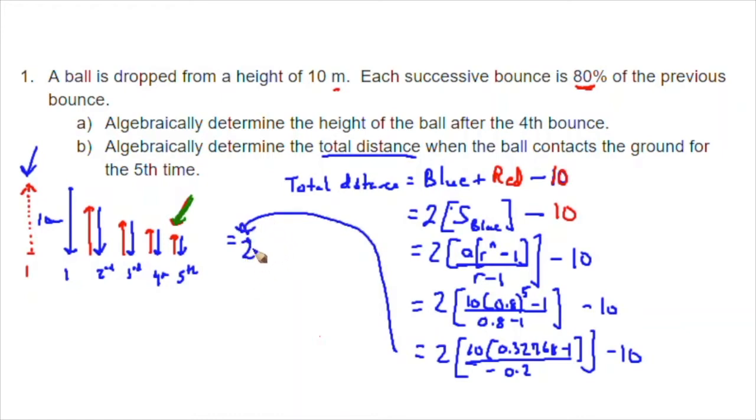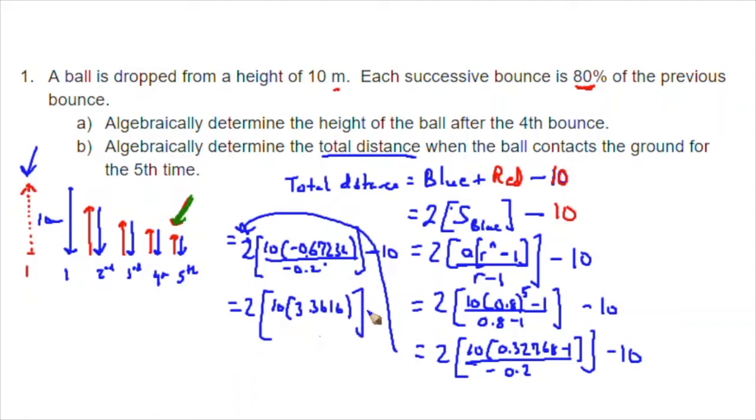We have 2 times our 10 times 0.32768 minus 1. Well, 0.32768 minus 1 is going to be negative 0.67232. And then that's over top of negative 0.2. Remember that this is also going to be subtracting 10, and it's a red 10. So we have 2 times 10 times negative 0.67232 divided by negative 0.2, which is going to be 3.3616. And remember that minus 10 is going to be still there.